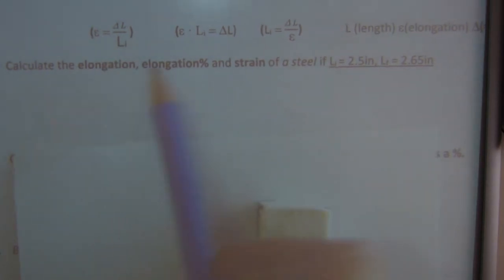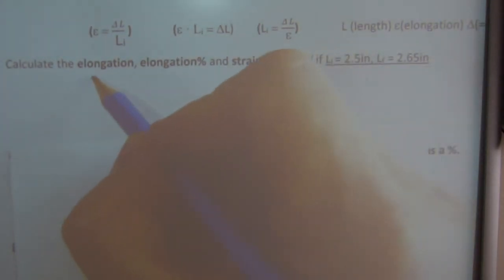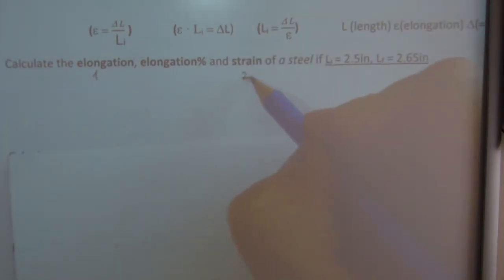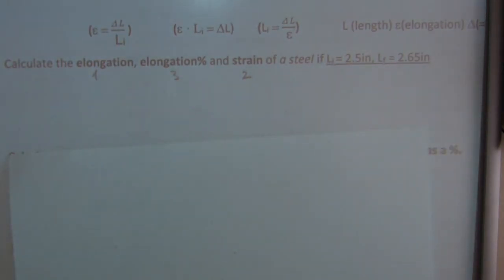And the three quantities that need to be calculated are quite explicit. Elongation is specified, elongation percent is specified, and strain is also specified. So fairly straightforward. Now, they are not listed in the order that they need to be calculated, so that's a little bit of thinking there to do. That's up to you. First thing you need to calculate is elongation. Second thing you need is strain, and from strain you can calculate elongation percent. So that's going to be the order, but again, that's for you to decide.